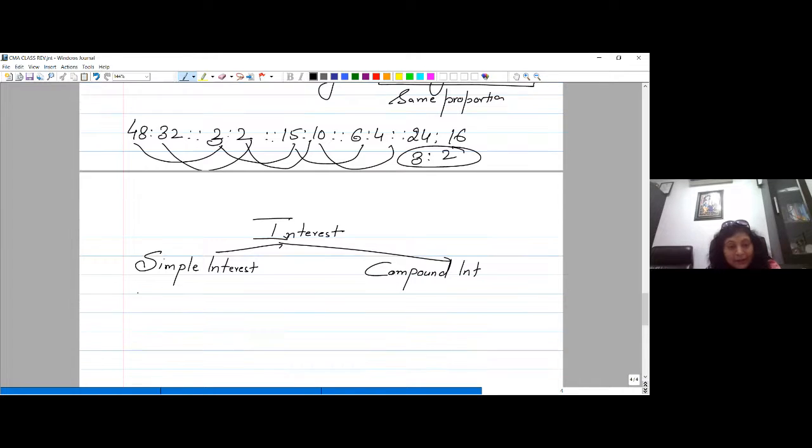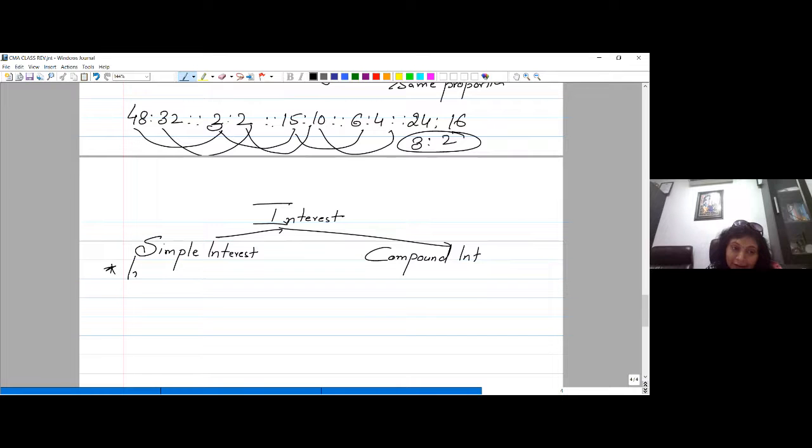Now, simple interest is when interest is charged on principal value. I have already explained the concept of principal. Principal is whatever money you have invested or borrowed, that is called principal value. So when you charge interest on principal, then it is called simple interest.